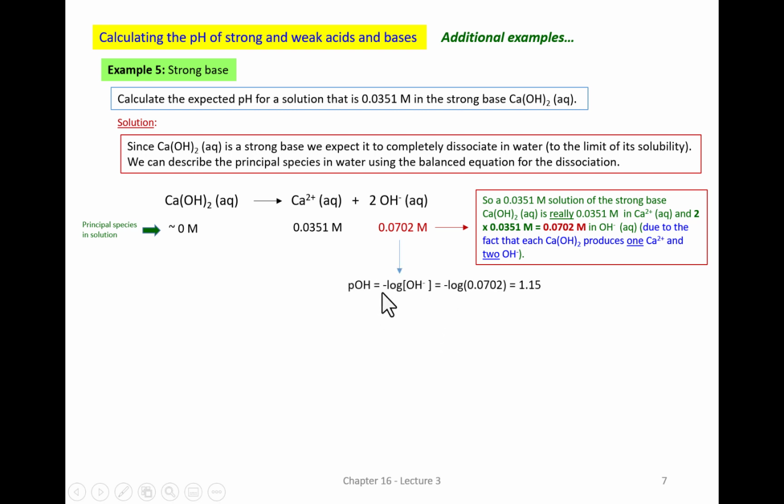We'll first get the pOH, which turns out to be 1.15. We convert this to pH and get a pH of 12.85.